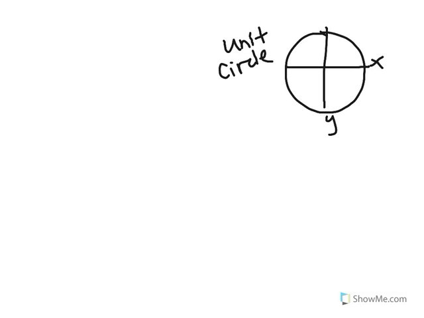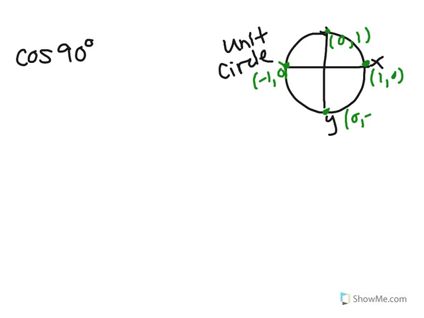So let's say I want to know the cosine of 90 degrees. Remember that we filled in a few of those points from the previous page. I'm going to put them back on this picture in green, the same color as I used before. And this point was 1, 0. This was 0, 1. This was negative 1, 0. And this was 0, negative 1.